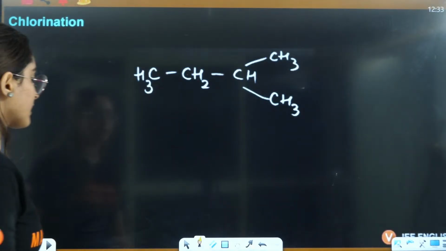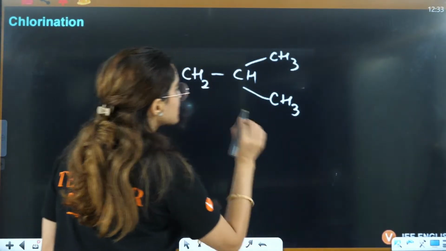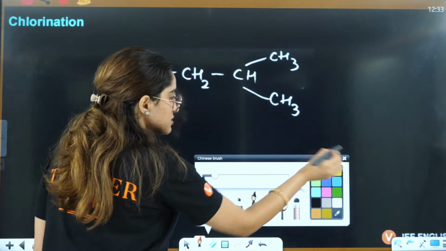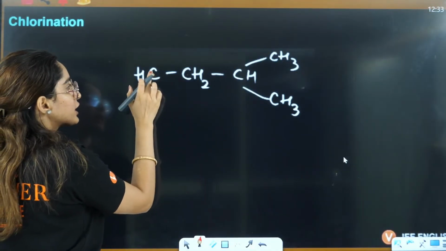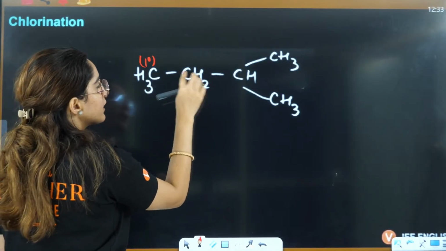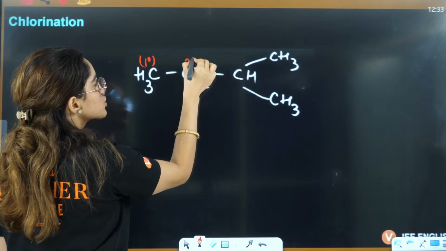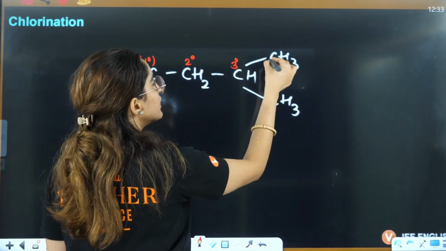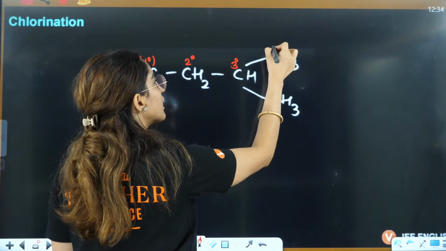Next question guys, let's talk about this one. If you see this one here, let's firstly see which is 2 degree, which is 3 degree. This hydrogen is connected to that carbon which is connected to only one. This is 1 degree hydrogen. It is carbon connected to 2 carbon. This is 2 degree. This carbon is connected to 3 carbon, so it is 3 degree. This carbon is connected to 1 carbon, so it is 1 degree.